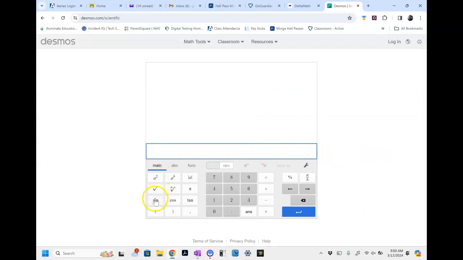Notice you can do sine, cosine, tangent. Notice right here, degrees or radians. You guys get to choose which type you're going to do. So right now it's in degree mode. Now it's in radian mode. So you can choose it there. You can do all your calculations there.